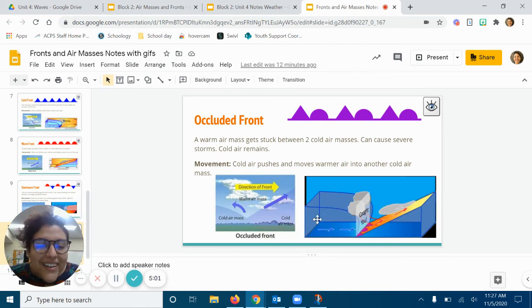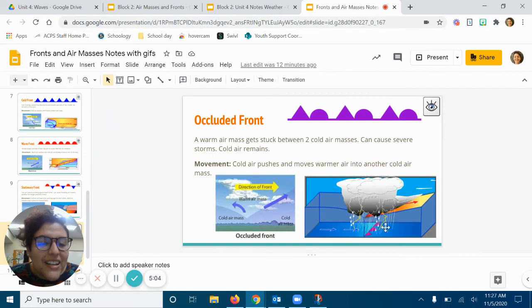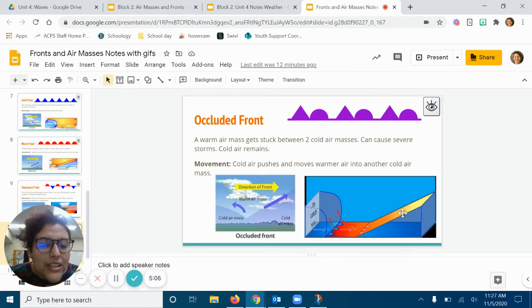So you can see here in this picture as well, these two cold fronts are pushing this warm air up and then causes this big thunderstorm.